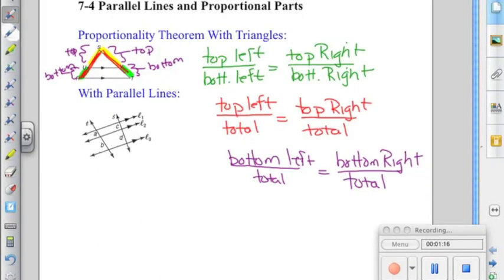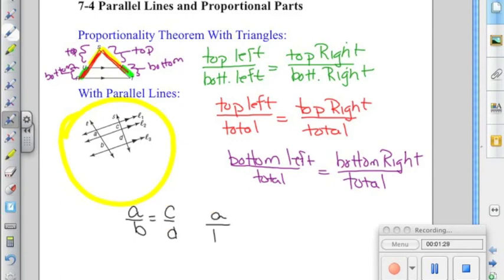And the total. Those same relationships apply if you just have parallel lines. And so you could take A over B equals C over D, or you could take A over the total equals C over the total. And then you could also take the bottom, which is B over the total, and D over the total.